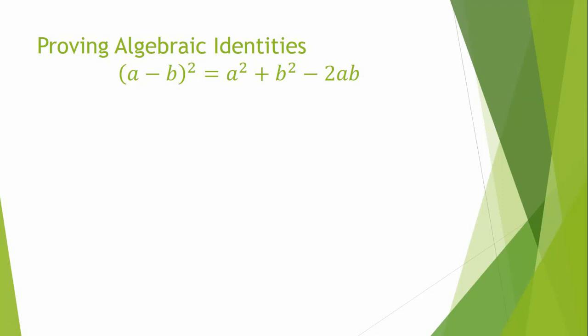Let's look at proving (a - b) the whole squared. Again, we choose the left side of the equation. I can write this again as (a - b) into (a - b). Expanding, I write this as a into a, again using the distributive law, minus a into b, minus b into a, and plus b into b.